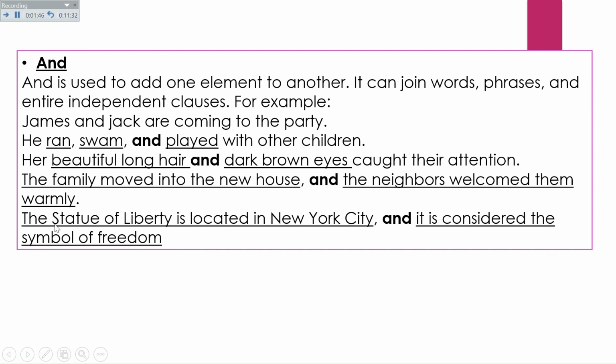Okay, let's take another example. The Statue of Liberty is located in New York City, and it is considered the symbol of freedom. The Statue of Liberty is located in New York City is what? It is an independent clause, because Statue of Liberty is the subject, and is, helping, with located, is the main verb, right? The same with it is considered: it is the subject and considered is the main verb. So these are two independent clauses and the coordinator and is joining them. Since they are two independent clauses, we will place a comma before and.